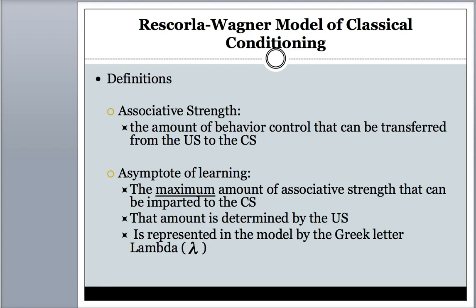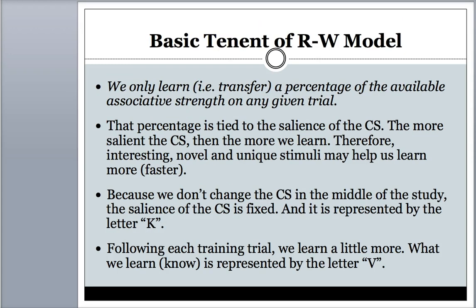Okay, now we're going to need these two concepts when we talk about the model. So let's talk about the basic concept that underlies the model, or the basic tenet of the Rescorla-Wagner model. The basic idea is that we only learn, or we only transfer, a percentage of the available associative strength of the US to the CS on any given trial. And as long as nothing changes, as long as the CS stays the same and the US stays the same, that percentage remains constant. So if you have a bell and food and a dog, you're going to transfer a certain amount on every trial. You're going to transfer a percentage of the total associative strength of the US to the CS. And if it's any less than 100%, then it's going to take several trials for them to learn and acquire this association. That's the basic idea of the Rescorla-Wagner model.